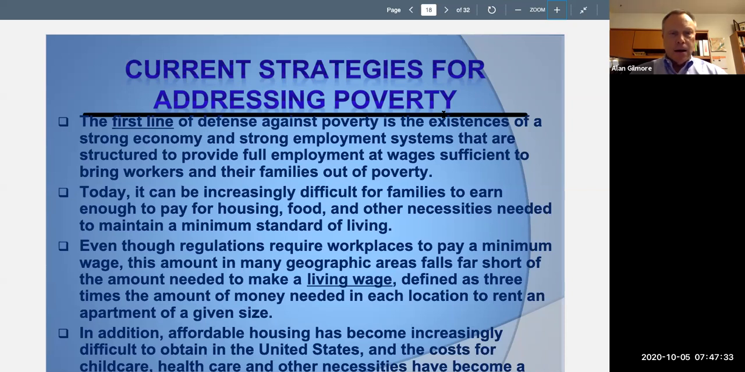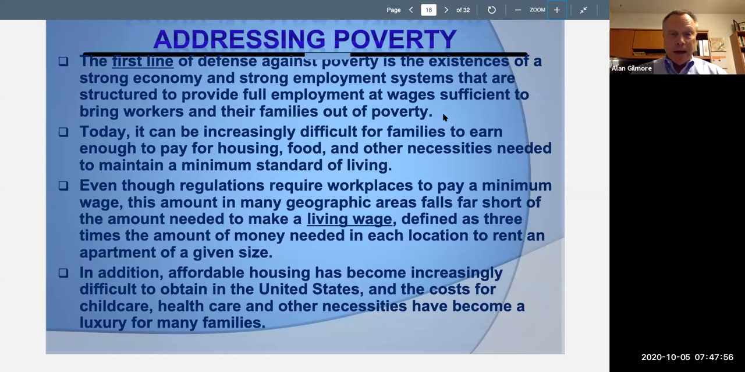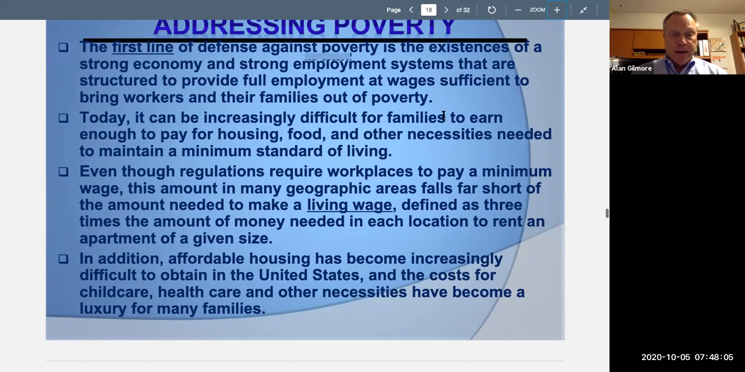So it has a lot to do with the place that you live and the size of your family. So again, what you're looking at in terms of a living wage would be 3 times the amount of money needed, say in Fresno, to rent an apartment of a given size. So say you need an apartment for a family of 4. So that's the way that you would calculate a living wage. In addition, affordable housing has become increasingly difficult to obtain in the United States, and the costs for things like childcare, healthcare, and other necessities have become a luxury for some families.